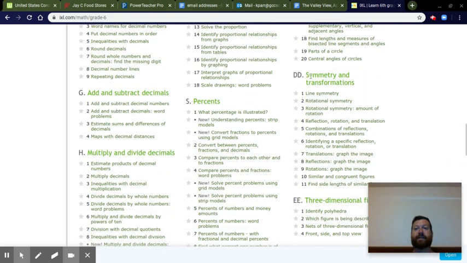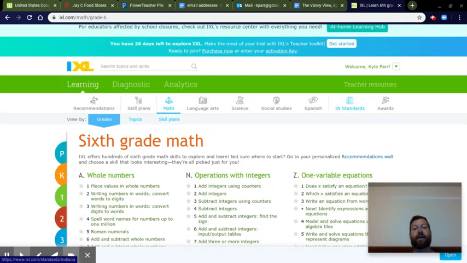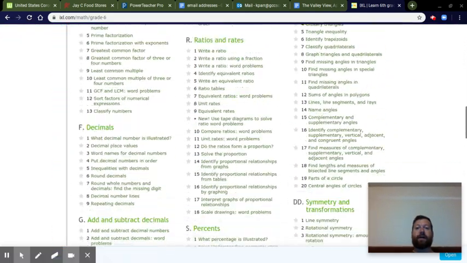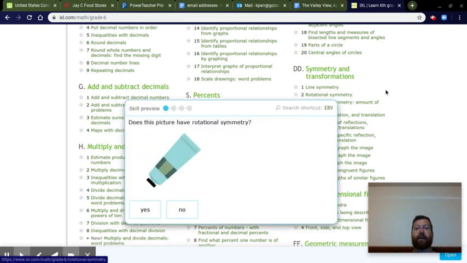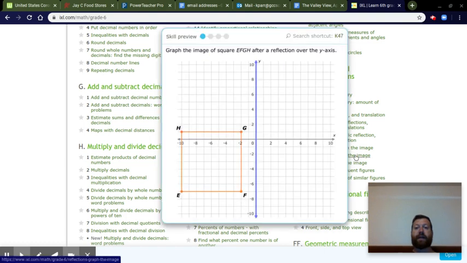I'm on IXL and I've created an account for you. I sent an email that gave you your username and password. When I got here, I went to sixth grade in IXL, and then down here in DD, it is symmetry and transformations. For today's lesson, we are going to go to 8, reflections. So I'm going to go ahead and go to this assignment. There we go.